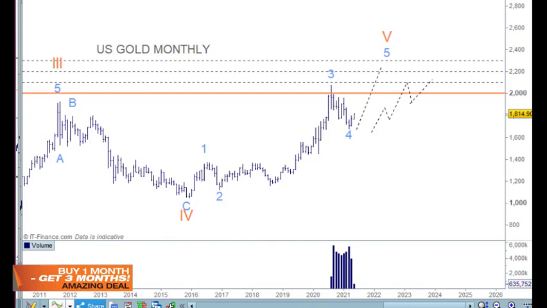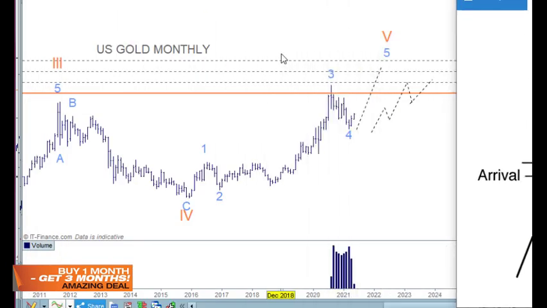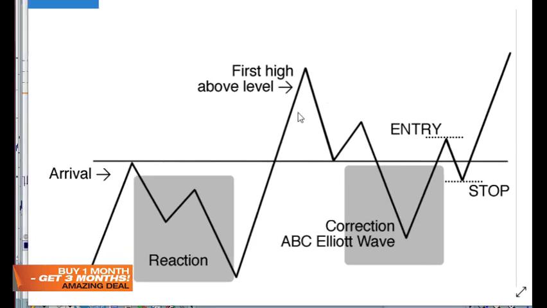So we'd be looking at it a bit like this here. So we've got the arrival, which is here, and then the arrival and the reaction. We look for the first high above the level. So on this pattern here, we've got the arrival, the reaction. We look for the first high above the level, and then we'll look at this move come into play over here. So we should have a nice run with 5 waves up here. That's where the money is, and that will take us up into group 1.